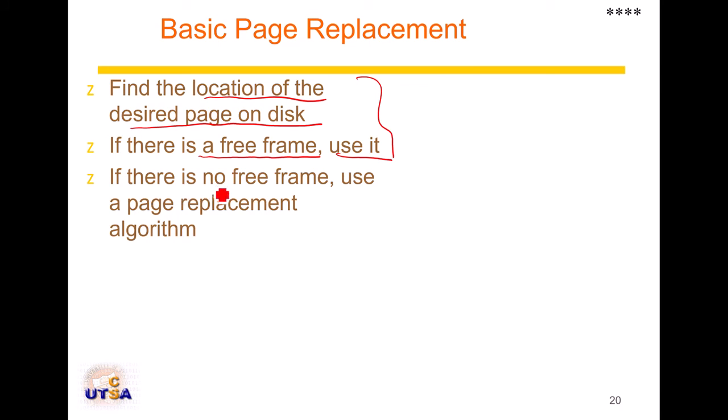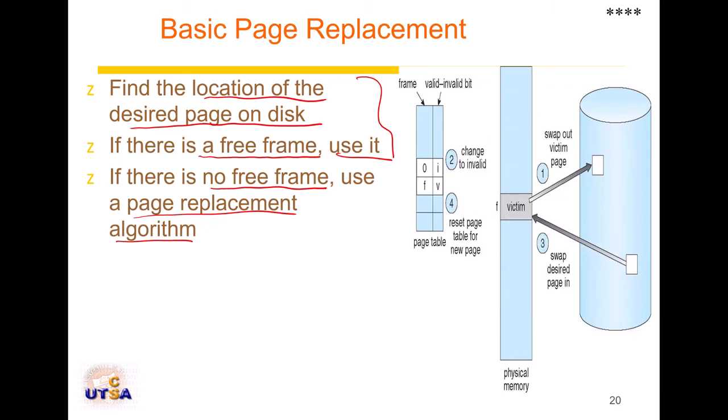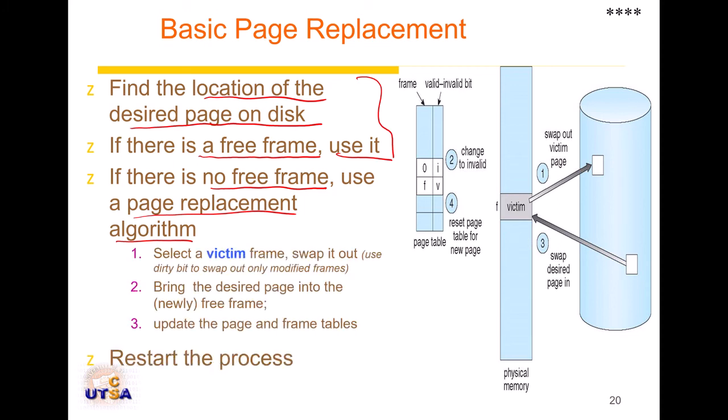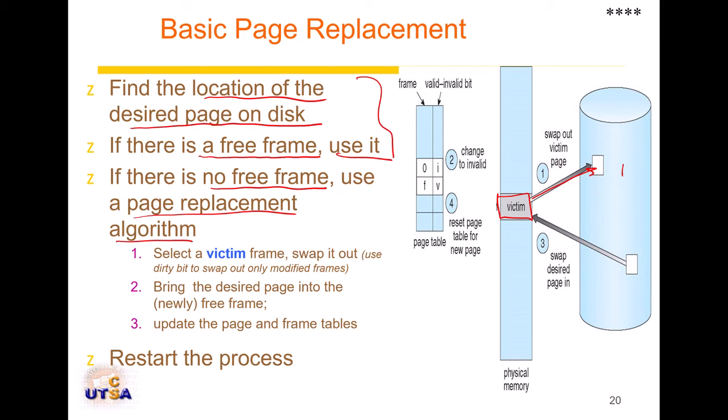If there is no free frame, then we have to use a page replacement algorithm to select a victim frame that's already on the physical memory. Okay, and once we pick the victim frame based on some algorithms we will discuss in a second, we will swap that out. So now the victim frame will be put back on the disk if it is modified. If it was not modified, we can just simply throw it away because the copy on the disk would be the same as that one anyway.